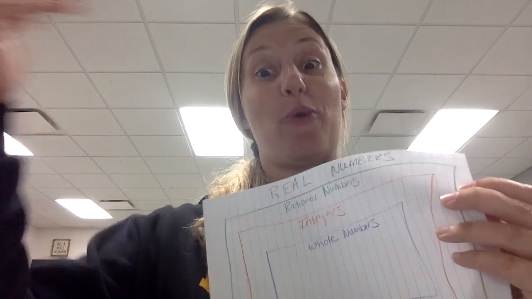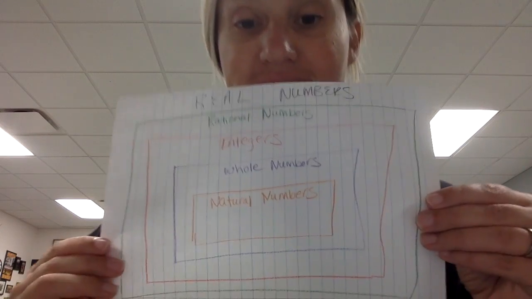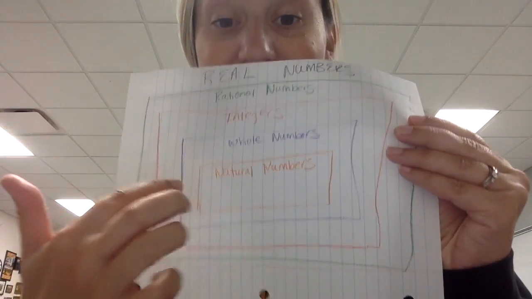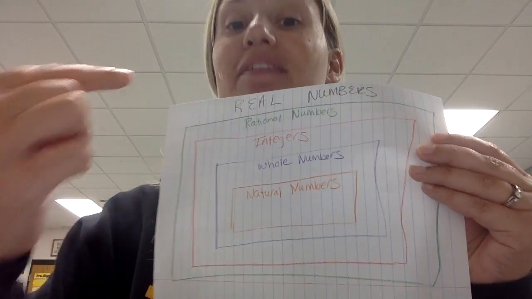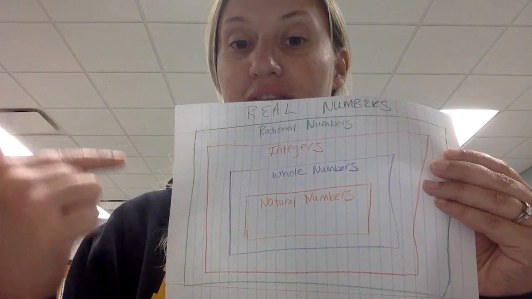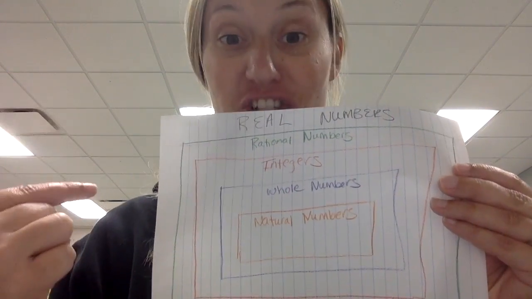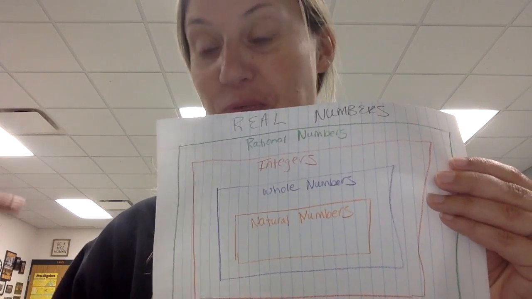Last colored pencil, we're going to draw another box inside of that one. And we're going to title this one natural numbers. So that it looks like this. So anything that fits inside the orange box for me is a natural number. If it's a natural number, it's a whole number. If it's a whole number, it's an integer. If it's an integer, it's rational. If it's rational, it's real.